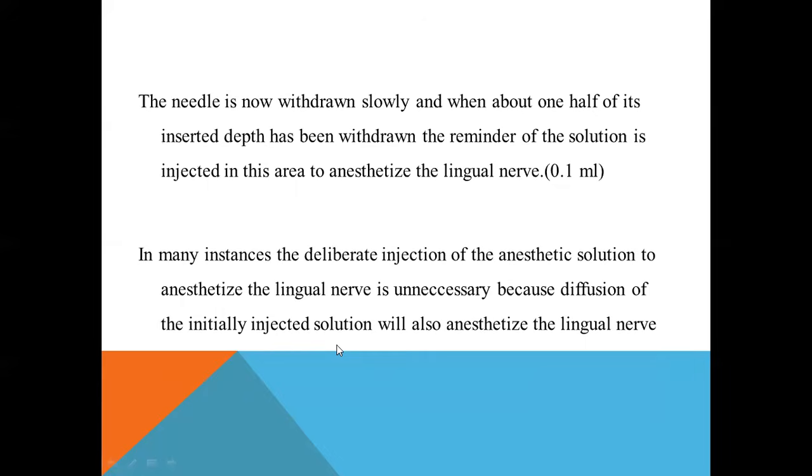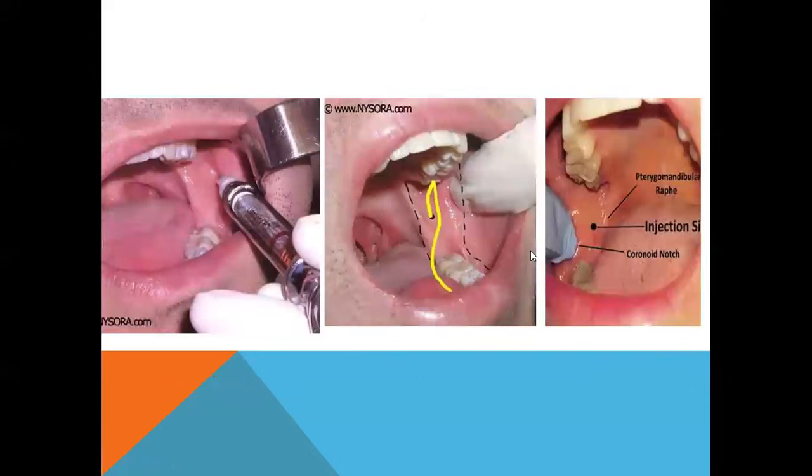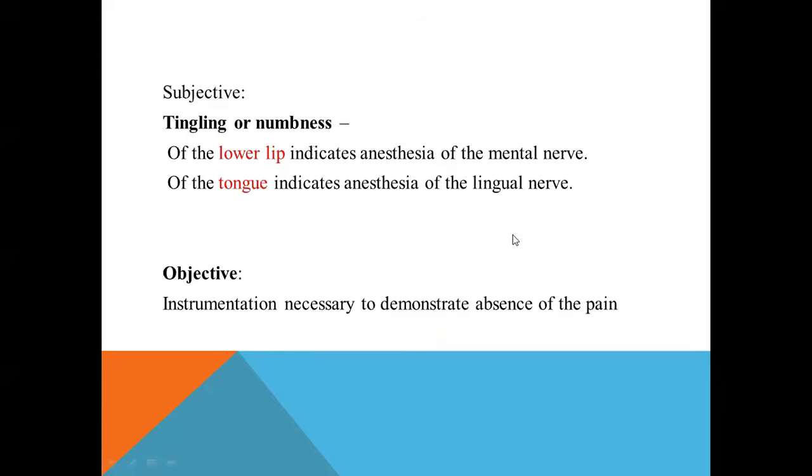This states that sometimes you don't require a separate lingual nerve block, because the first part, as I told, where you advance the needle from the opposite side, is itself sufficient to produce lingual anesthesia. Some articles have stated this. So this is again the pictorial representation showing how to inject the inferior alveolar nerve.